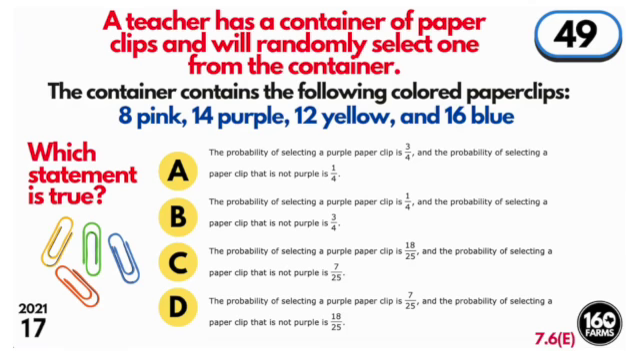A teacher has a container of paper clips and will randomly select one from the container. The container contains the following colored paper clips: 8 pink, 14 purple, 12 yellow, and 16 blue. Which of these statements is true?